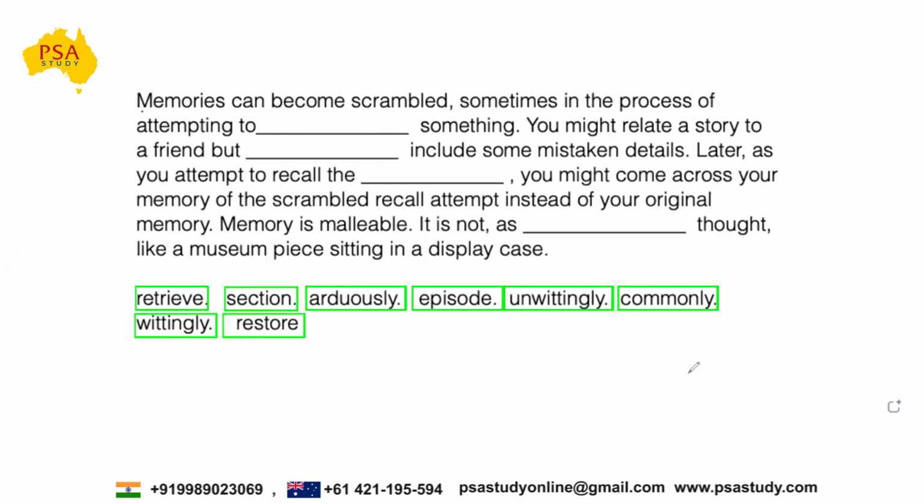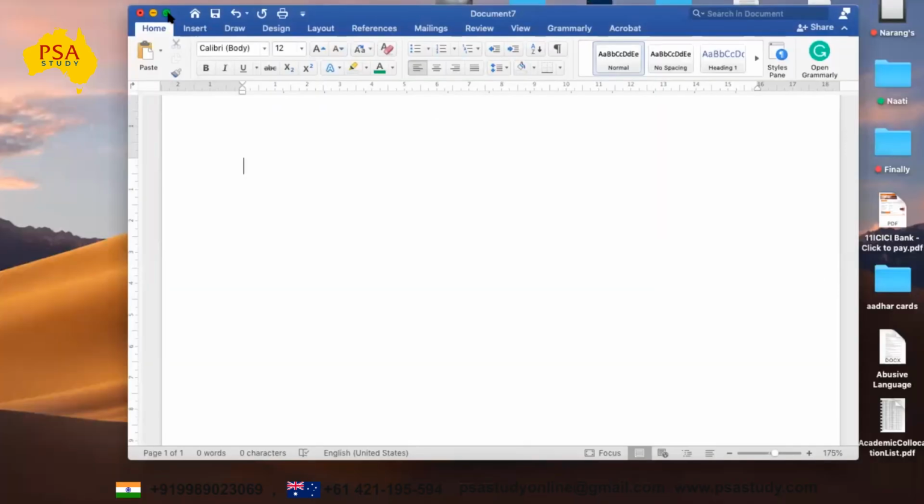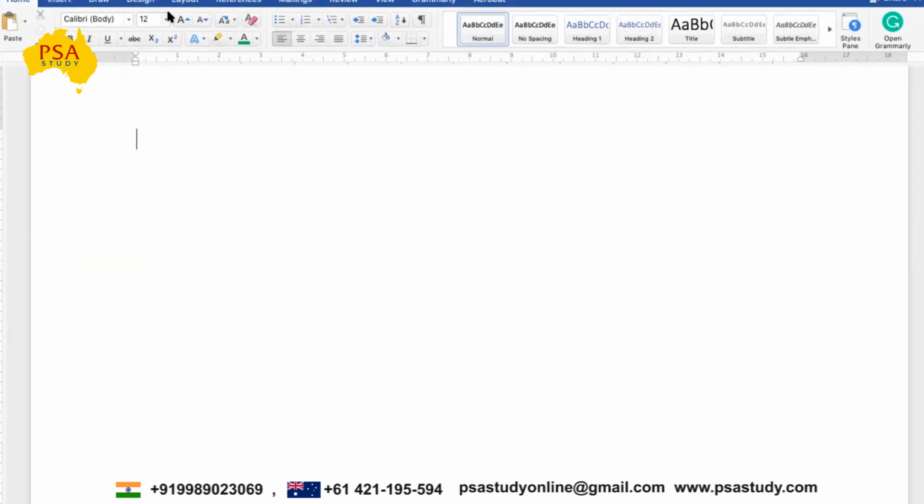Right, guys? Before we start the question, let's discuss a little bit about adverbs, adjectives, verbs, and nouns. So I'm writing a sentence over here: I am eating a pizza.